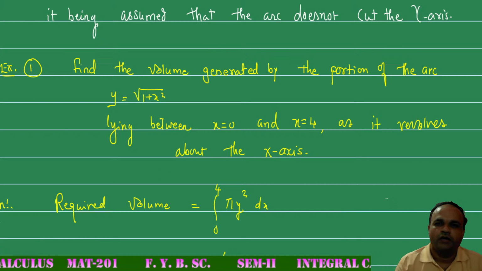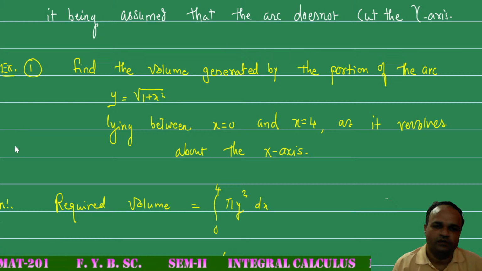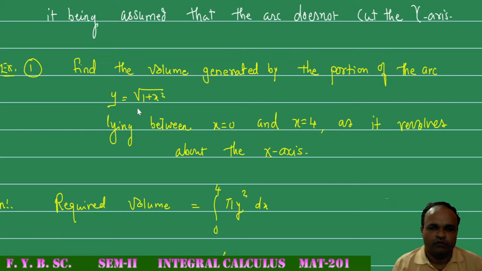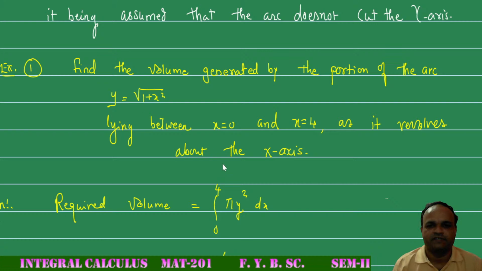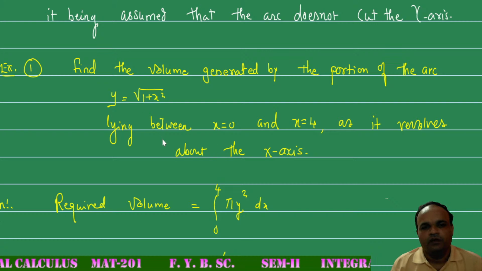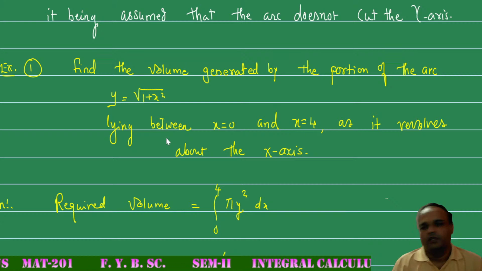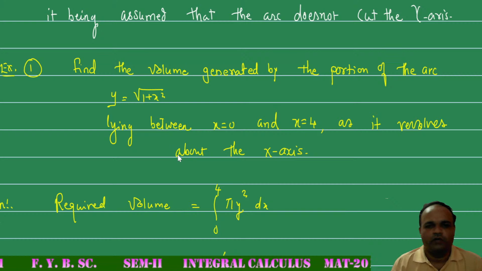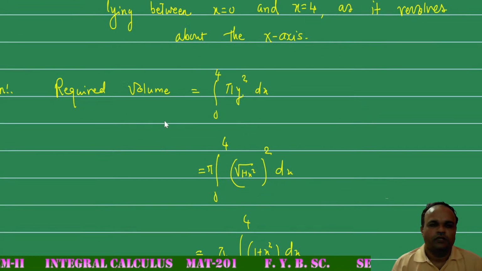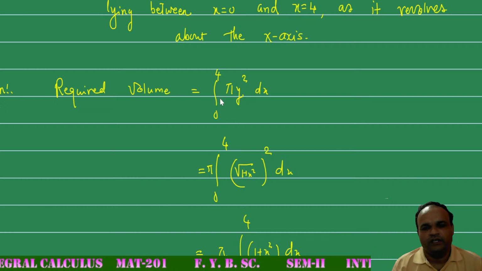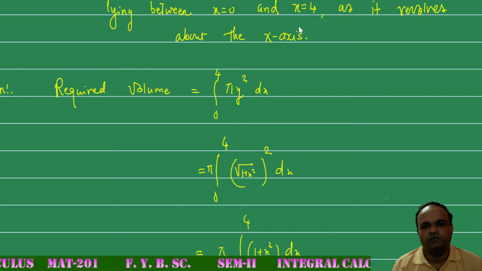So here the axis of revolution is the x-axis. You are given y equal to square root of 1 plus x square, means f(x) equal to square root of 1 plus x square. We are revolving that curve between x equal to 0 and x equal to 4. So the required volume is given by the integration from 0 to 4, because x varies from 0 to 4.